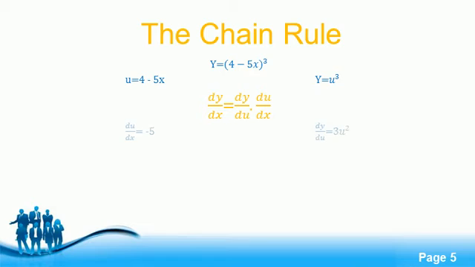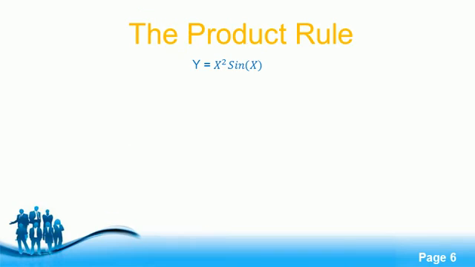Next, we differentiate both of these equations to give us du by dx equals minus 5 and dy by du equals 3u squared. Substituting these back into the formula gives us dy by dx equals 3u squared multiplied by minus 5, which simplifies to minus 15u squared. Substituting u back into the equation gives us the answer of dy by dx equals minus 15 lots of 4 minus 5x squared.